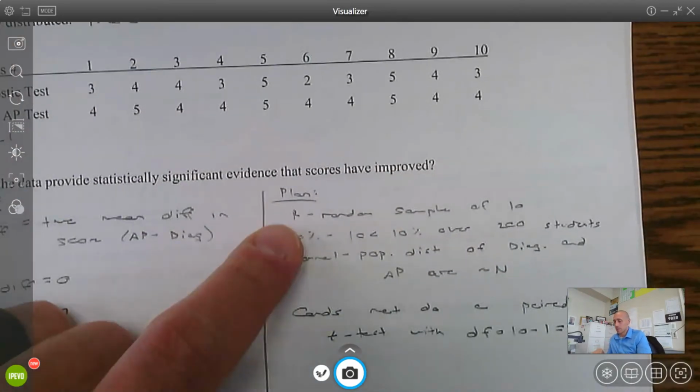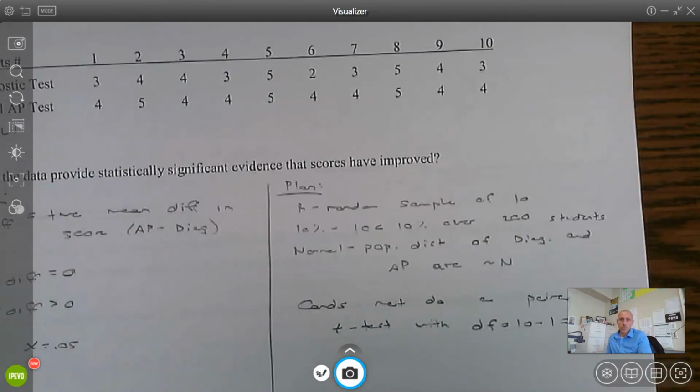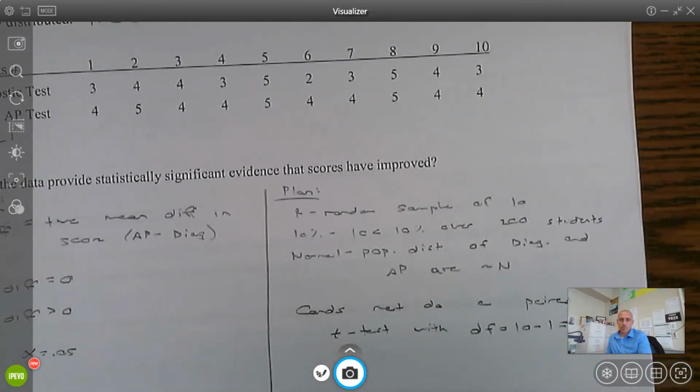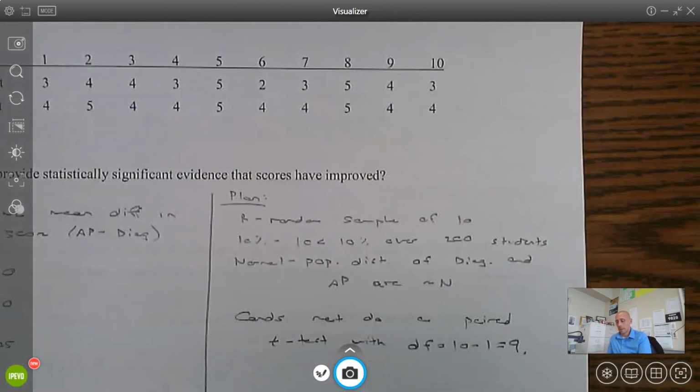Conditions: random, 10%, normal. They told us the population distributions were approximately normal, so we don't need to make any box plots. So the conditions are met. We're going to do a paired t-test. The degrees of freedom are 9. We have 10 pairs minus 1.